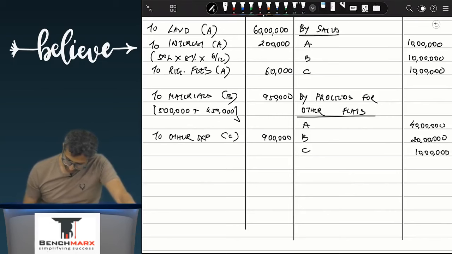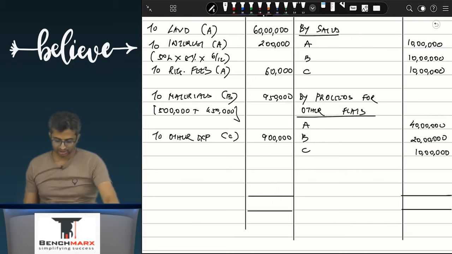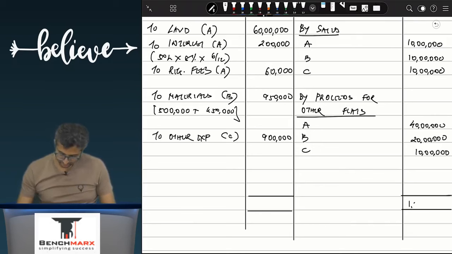So, if I total this up, this would be what? 40, 20, that is 60, 70, 70, and this is what? 1 crore? And if I total up the expenses as well, we find the net profit.